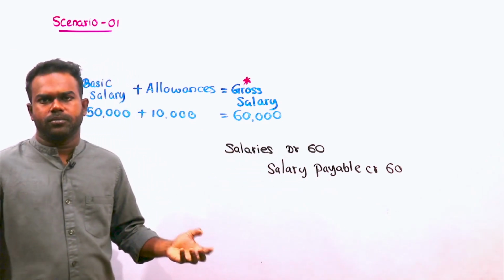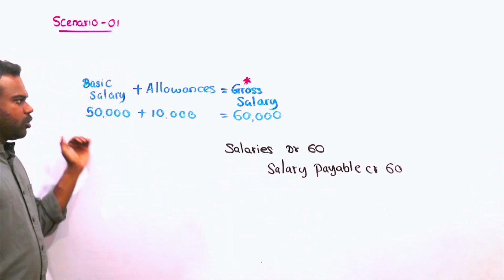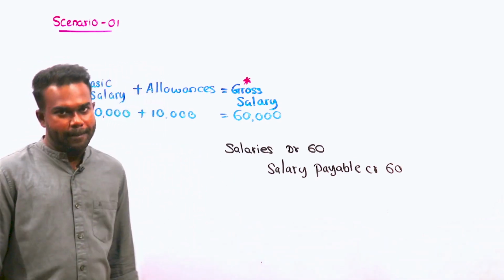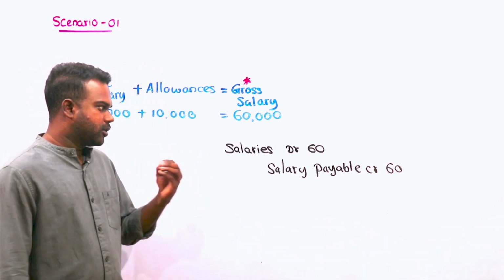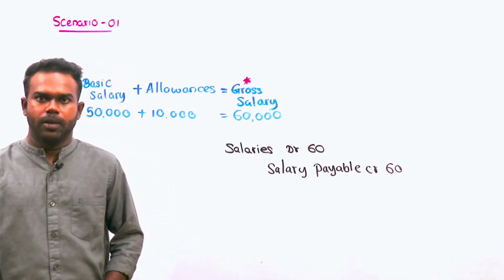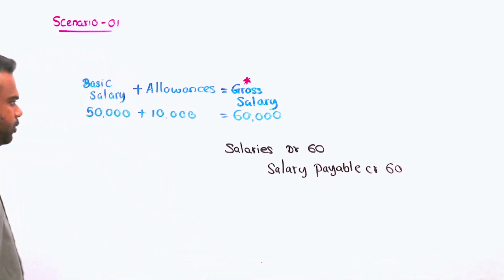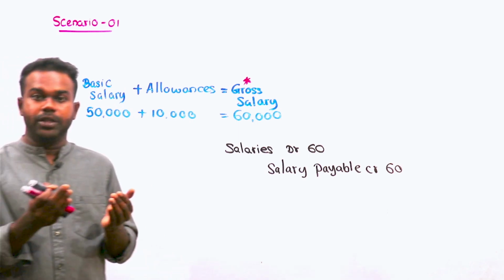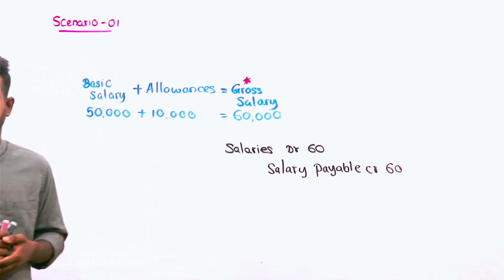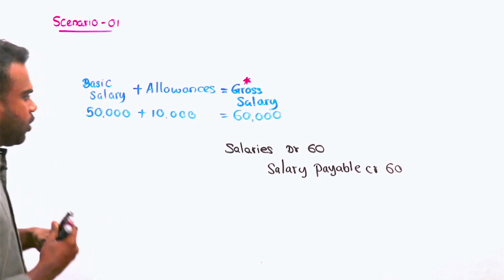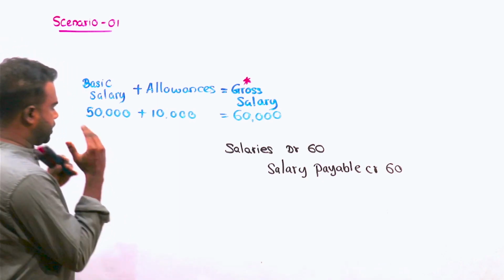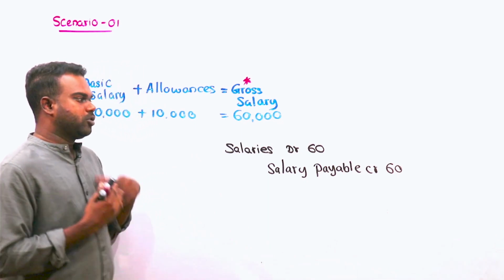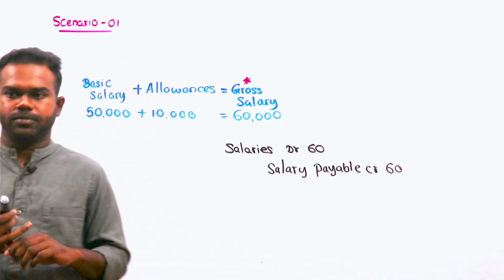Salary payable. Therefore, don't think about basic salary and allowances. The total amount should be payable to the employee. First of all, please write down this one. Scenario number one. Then I'll teach you the next one with the EPF adjustment. Write down scenario number one: basic salary plus allowances equals gross salary. Gross salary should be the expense.